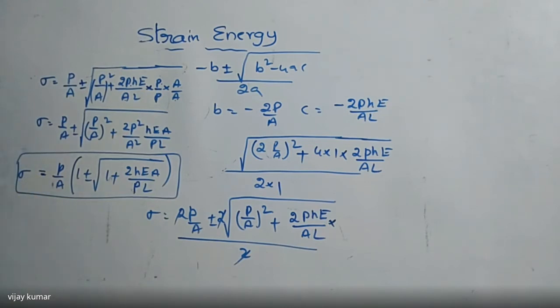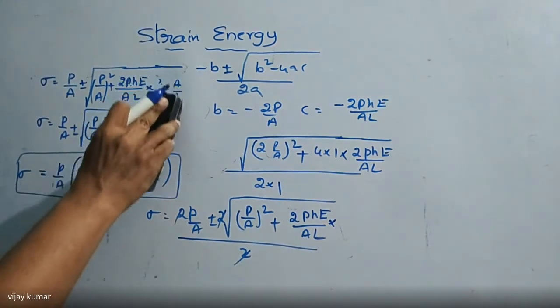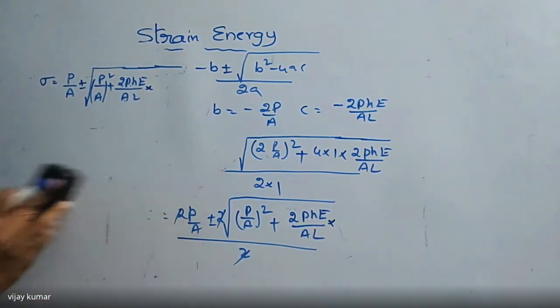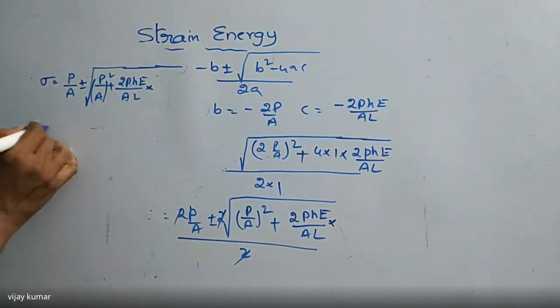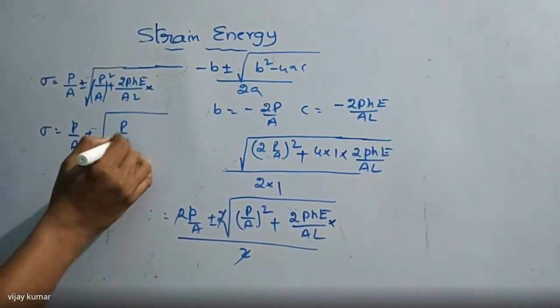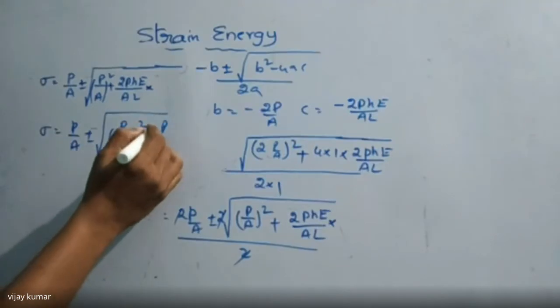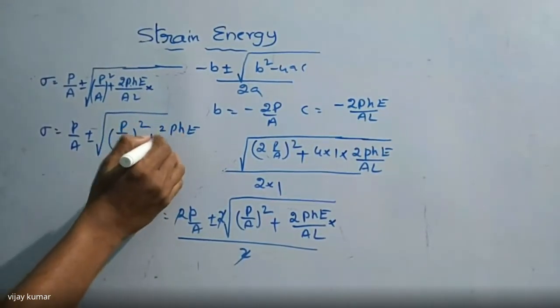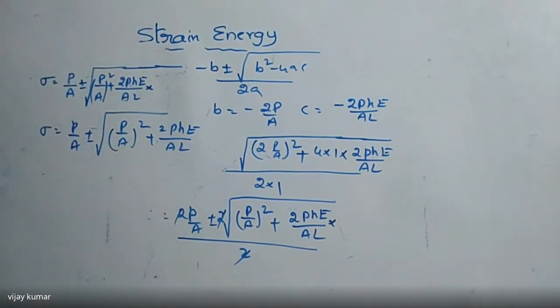So here I made a small mistake, so correct that. We are having sigma is equal to P by A plus or minus square root of (P by A) whole square plus 2 into P into H into E divided by AL. So that is the value of sigma. I got the point or not?